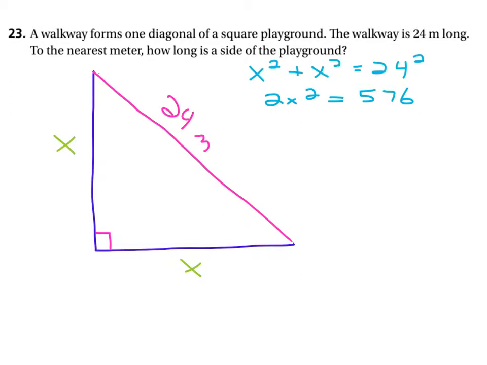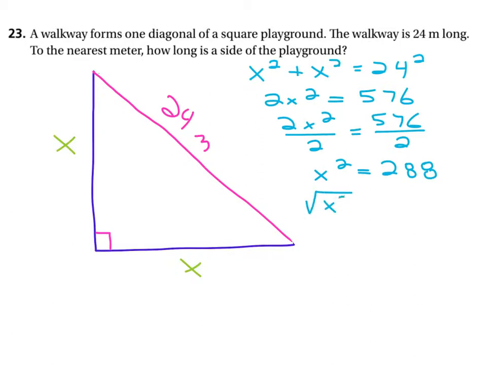Okay? Now, if I want to solve for x, the first thing that I want to do is divide both sides by 2, because right now we have 2x squared, and I just want to get it down to x squared. We do 576 divided by 2, and what we find out is that x squared is equal to 288. Okay. Now, we want to square root both sides, so the square root of x squared and the square root of 288. Square root of x squared is x.